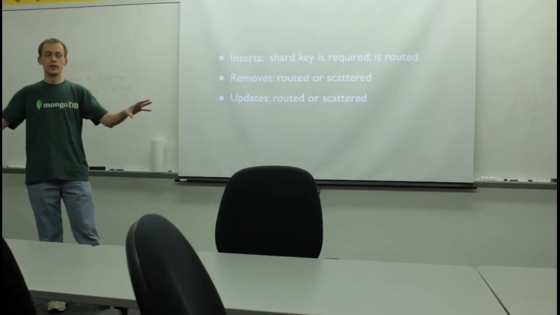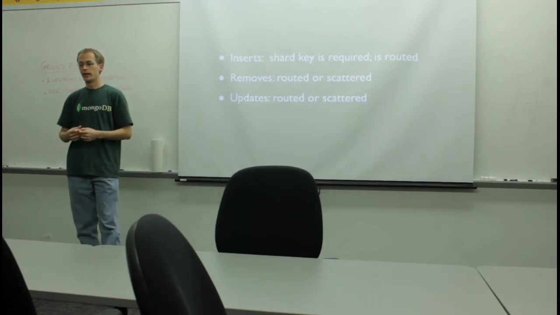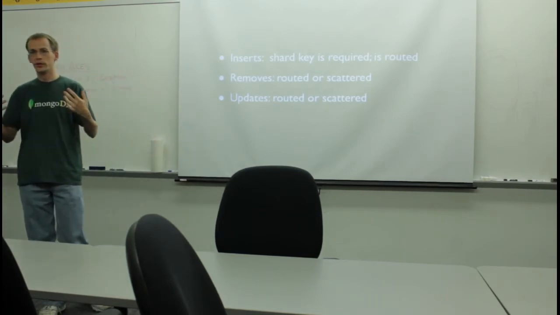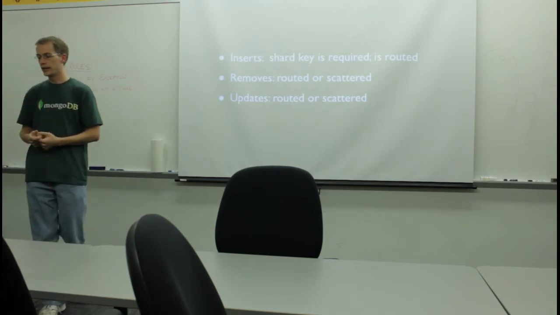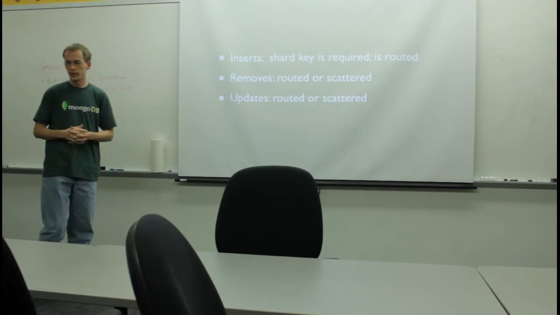Each of the shards would return everybody that has 27540 as a zip code, and the MongoDB process then would group those together and send them back. So that's called a scattered read or write. So that's the difference between routed and scattered.